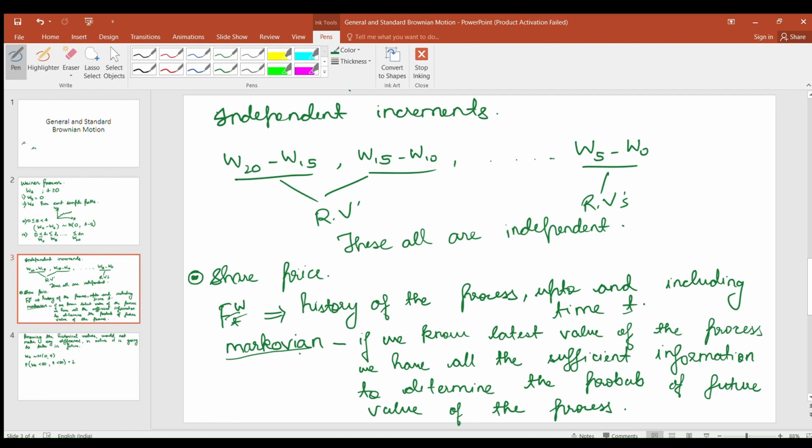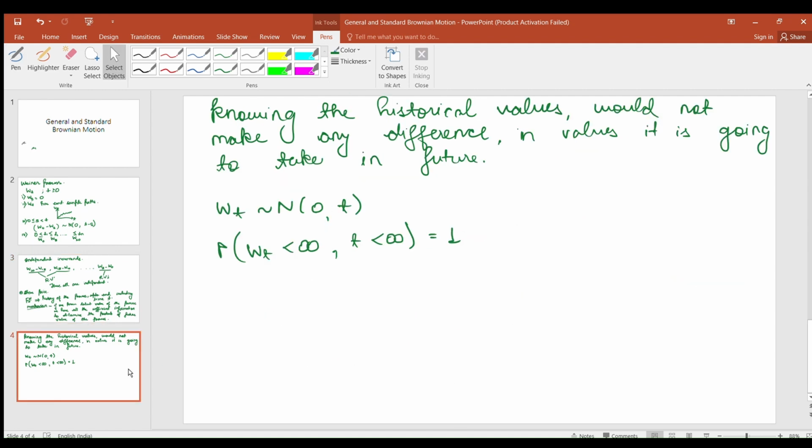Markovian is a process name. A process is said to be Markovian if we know the latest value of the process, then we have sufficient information to determine the probability of future values of the process. So if it is so, then we can say that our process is a Markovian process. Knowing the historical values would not make any difference in the value it is going to take in the future. Even if we know the values it took in the past, it is not going to make any difference in the probability of the value that it is going to take in the future.